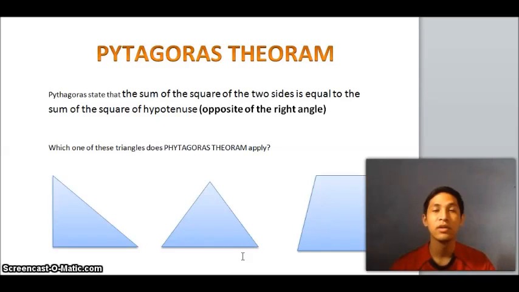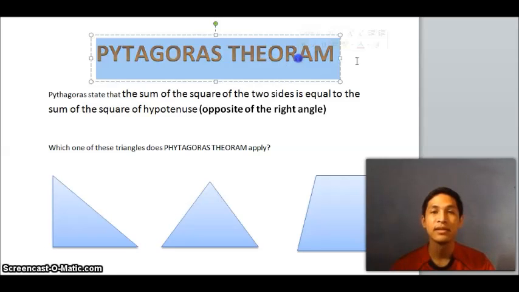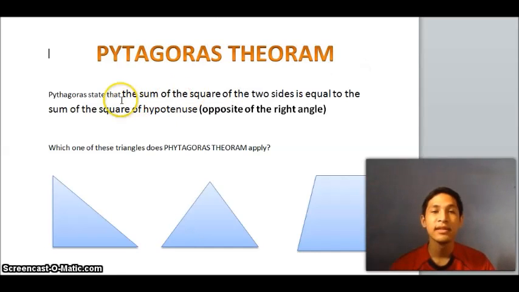Assalamualaikum warahmatullahi wabarakatuh. My name is Muhammad Zuhimi bin Azali. My group has been assigned chapter 3, geometry, and I will be discussing the Pythagoras theorem. Pythagoras stated that the sum of the squares of the two sides is equal to the square of the hypotenuse, which is opposite to the right angle.